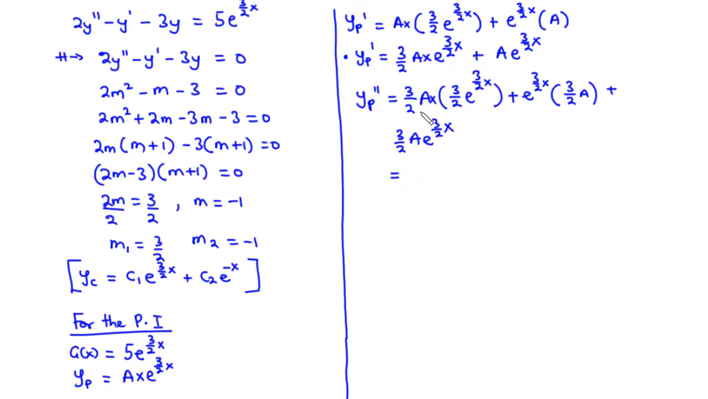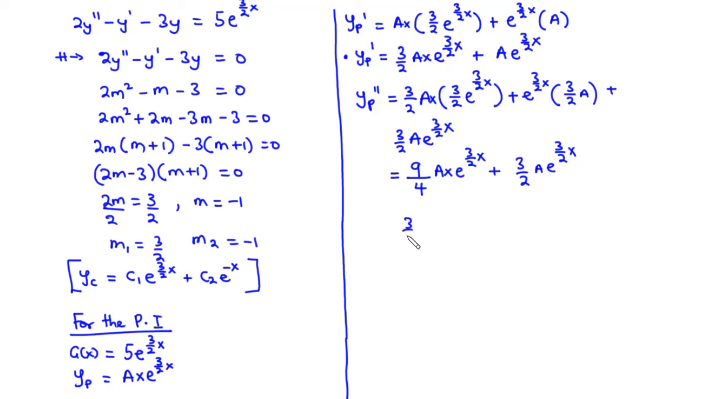So trying to simplify this equation, we are going to have 3 over 2 times 3 over 2. 3 times 3 is 9. 2 times 2 is 4. So 9 over 4 times ax times e to the power 3 over 2x plus, here you have 3 over 2a times e to the power 3 over 2x. Now here you have 3 over 2a times e to the power 3 over 2x, so we can add the 2.